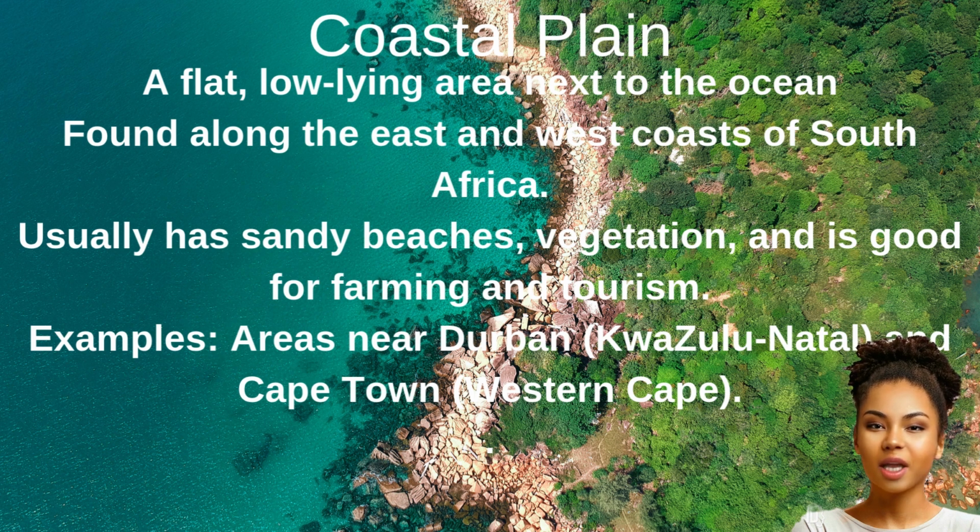Let's start with the coastal plain. It is a flat, low-lying area next to the ocean, found along the east and west coasts of South Africa. Usually has sandy beaches, vegetation, and is good for farming and tourism. Examples: areas near Durban, KwaZulu-Natal, and Cape Town, Western Cape.